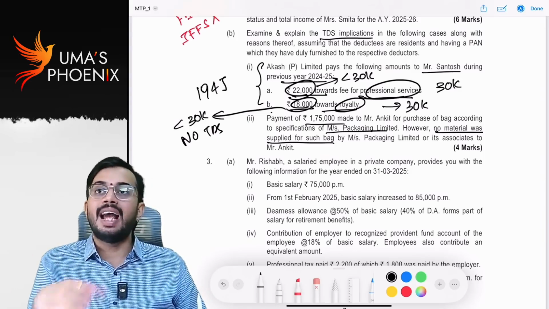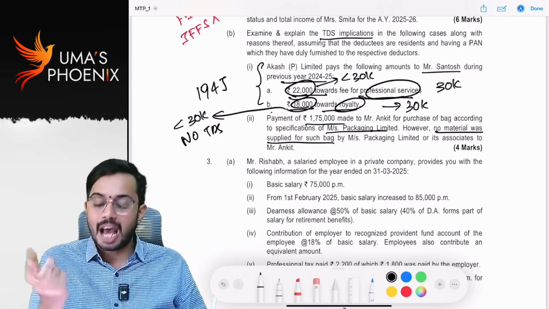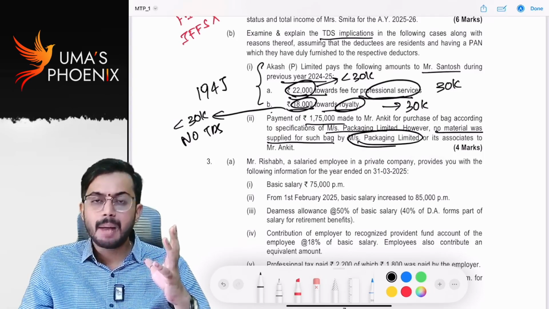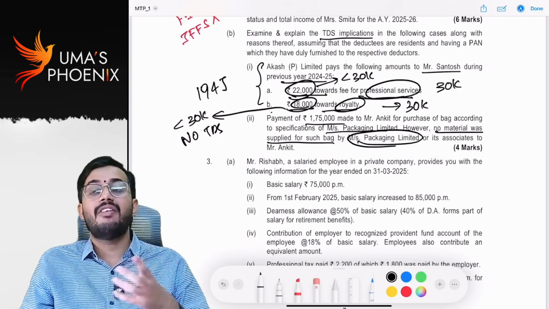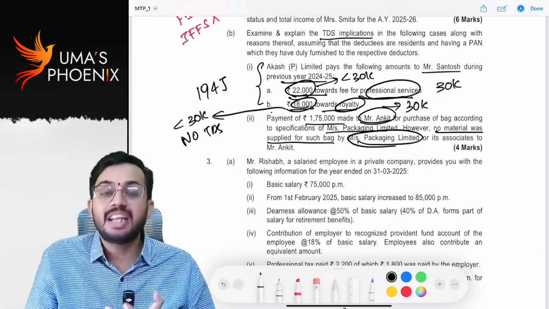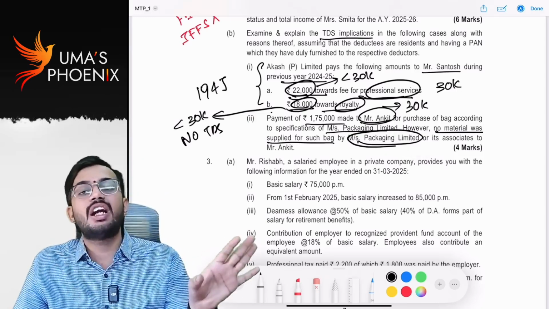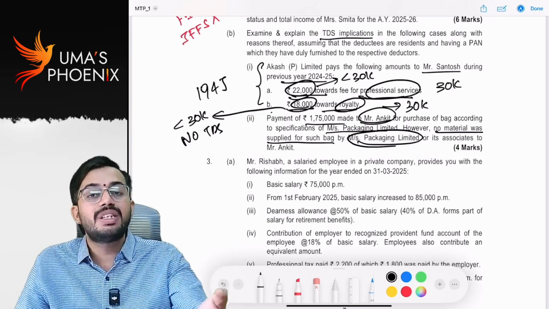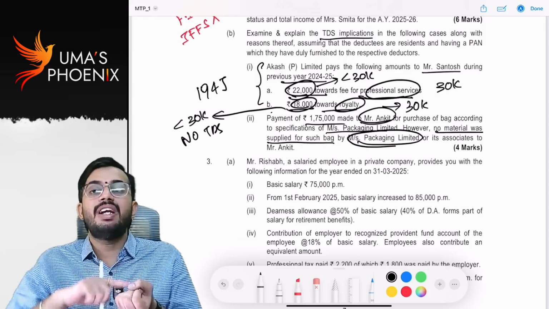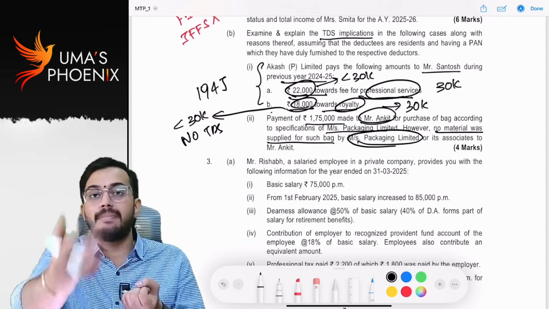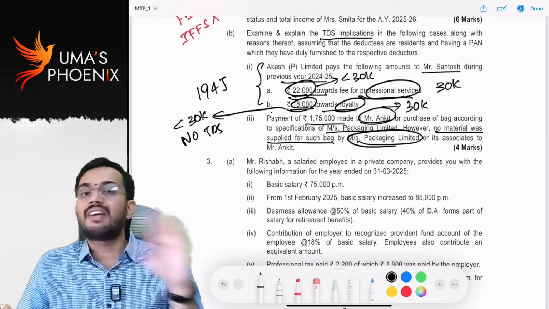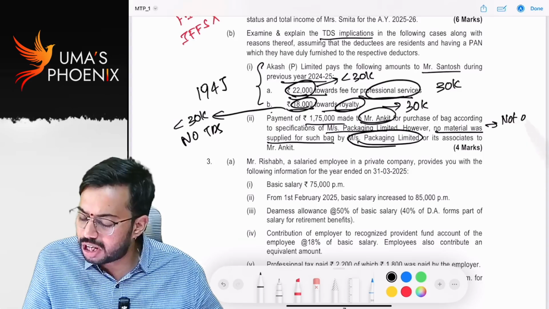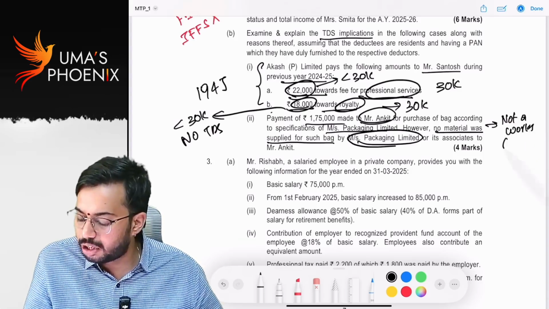Here also, as per specifications of Packaging Limited, material was supplied. But whether Mr. Ankit gave any material, Ankit did not give any material. So it does not amount to works contract. Only using the material given by customer, if it is made as per specifications and gave it back, it amounts to works contract. Otherwise, it does not amount to works contract. In this case, it is not a works contract and no TDS is required to be deducted.